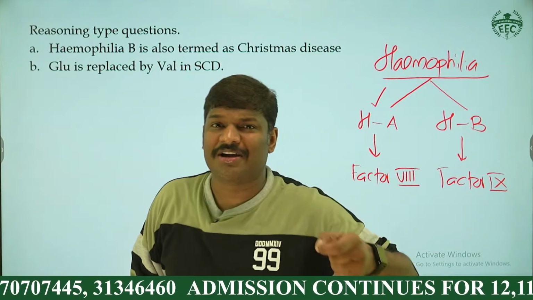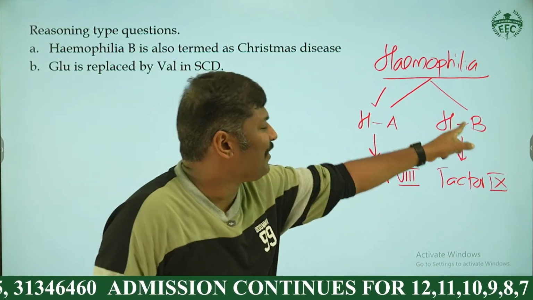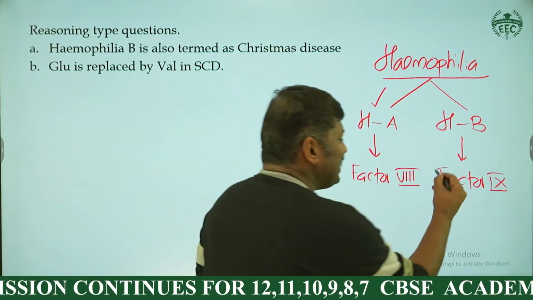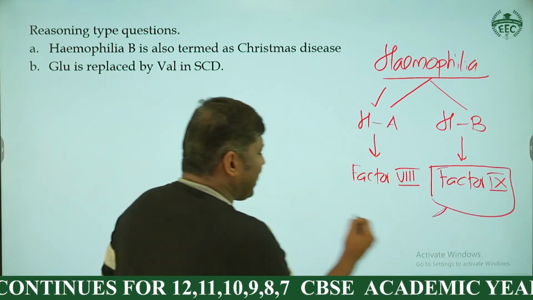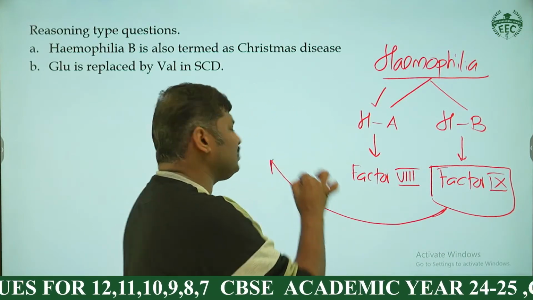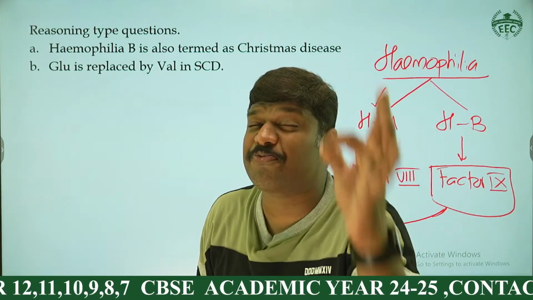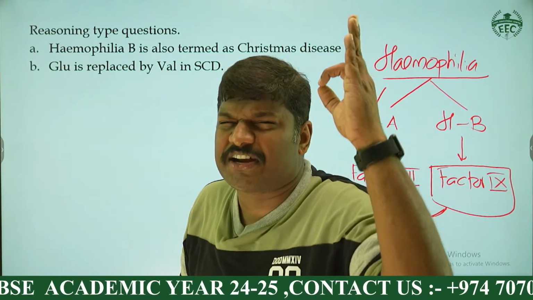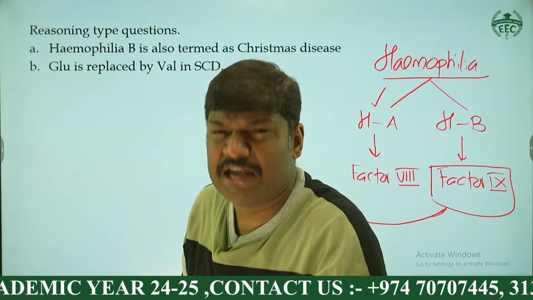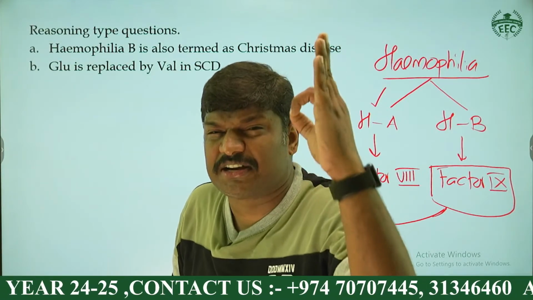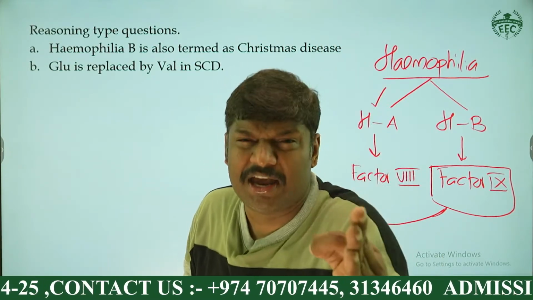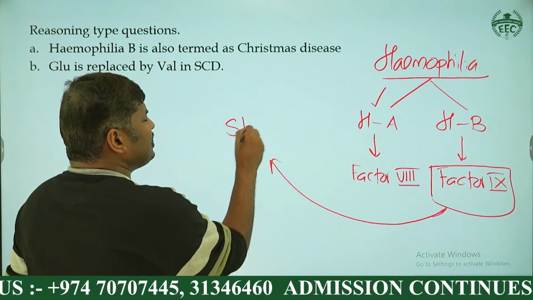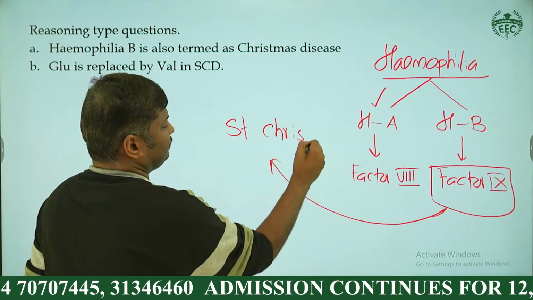But still we are not reaching the answer. Why is hemophilia B called Christmas disease? As you all know, my dear students, look at the board please. Factor 9 related hemophilia B was first identified in a person named Stephen Christmas.